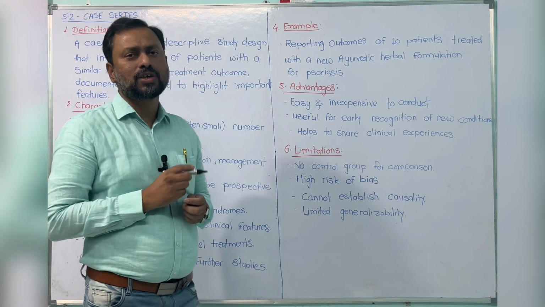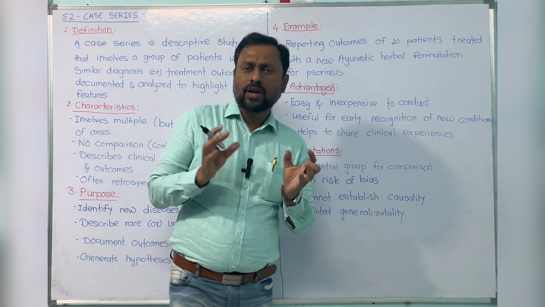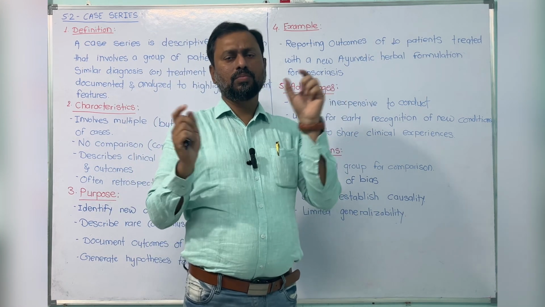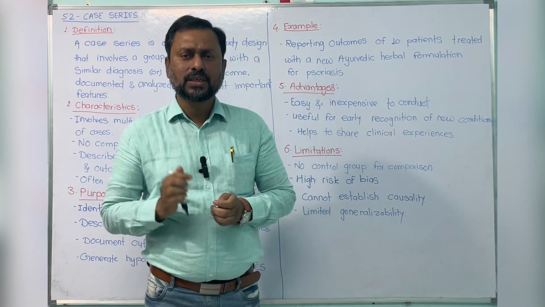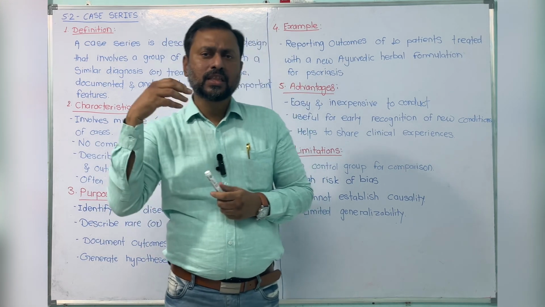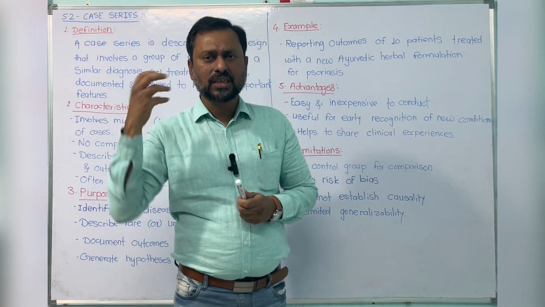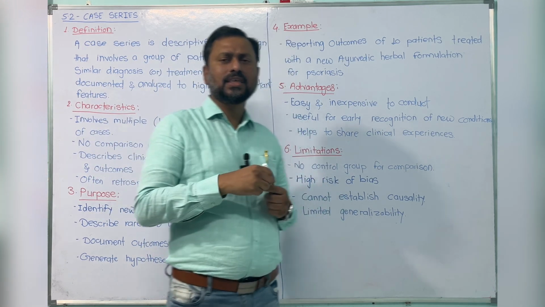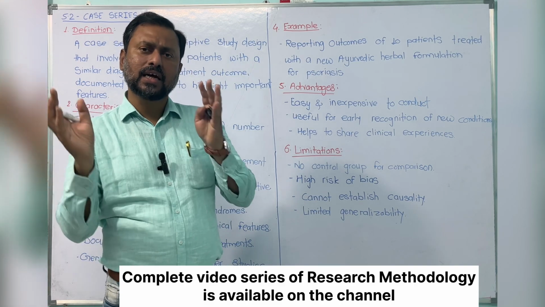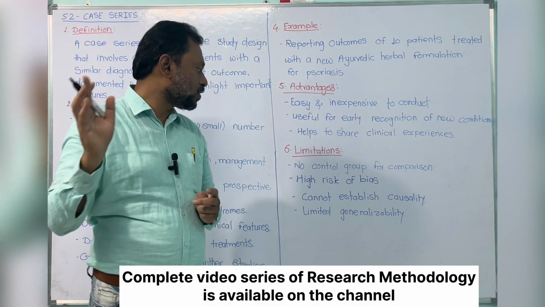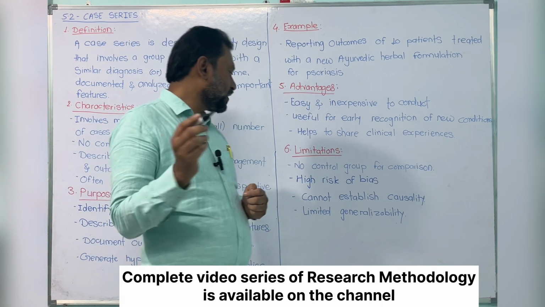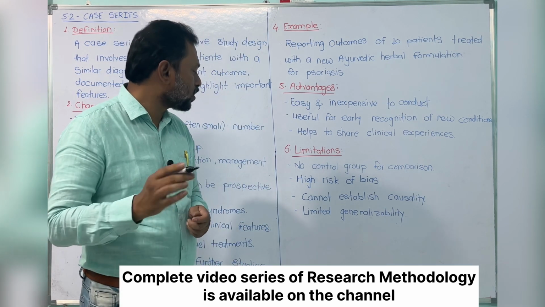Next, it cannot establish causality. You cannot tell that the patient was cured because of your drug, because only a few patients are there, and there are chances that they changed their diet or their water. There are so many possibilities. By writing a case series, you cannot tell that this is the final drug. This is also a limitation of writing a case series.